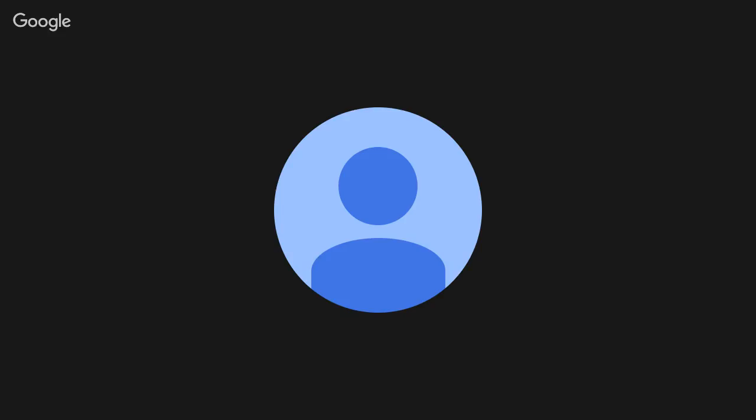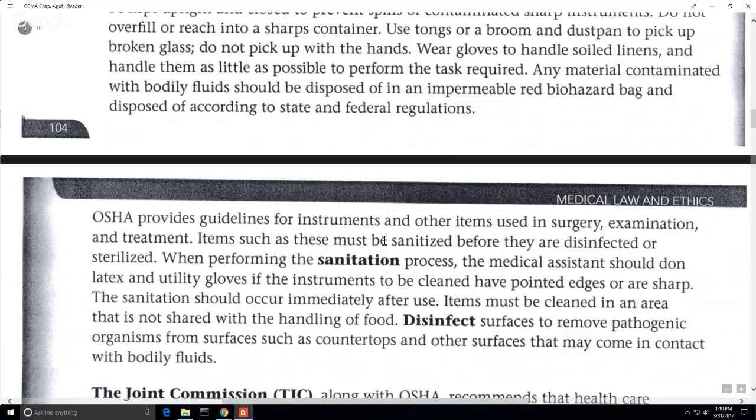Before sterilization of the instrument, you must clean all human body fluids off of it and soak it in sanitizer. Then dry it off. Yeah, sanitize them. You have to wash them with cold water first and then hot water. Take everything off the instruments before they are disinfected or sterilized.